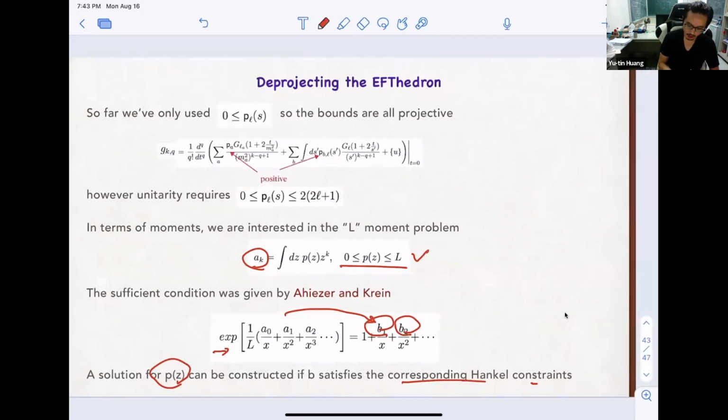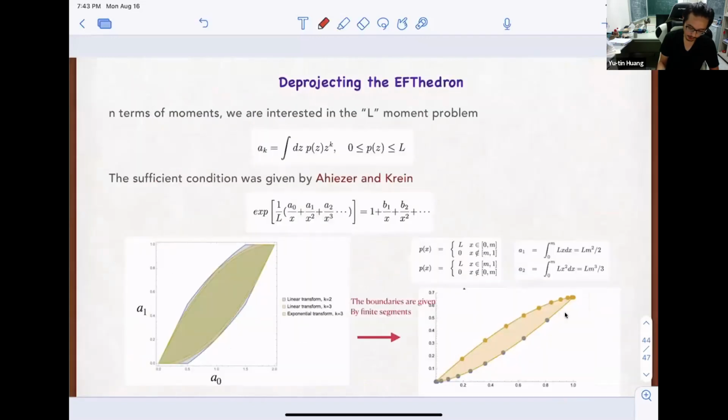So just as a pictorial. Yuting, I think you have minus 3 minutes, so maybe you can wrap up. Okay, no problem. Yeah, okay.